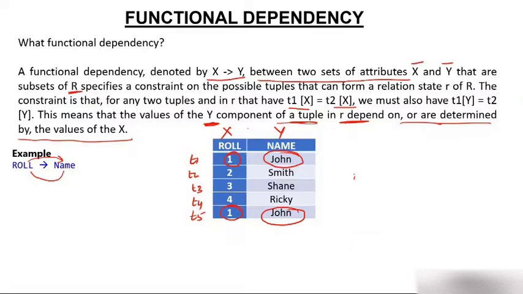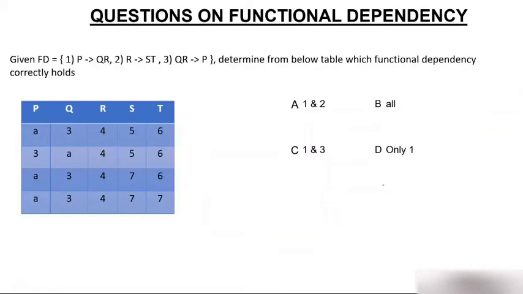Only then can we say that roll number determines name, or name is dependent on roll number. Fine. So this is functional dependency. Let's move further, and there is a question in front of you. The question is: given a few functional dependencies, functional dependency 1, functional dependency 2 and functional dependency 3, determine from the below table which functional dependency correctly holds. You have to determine according to the definition I just told you prior to this slide which functional dependency correctly holds.